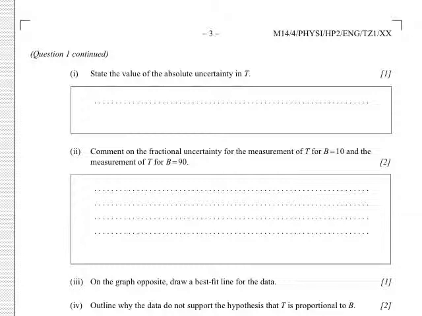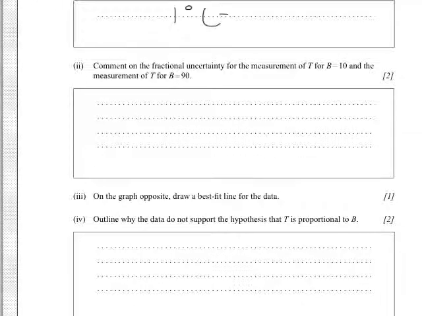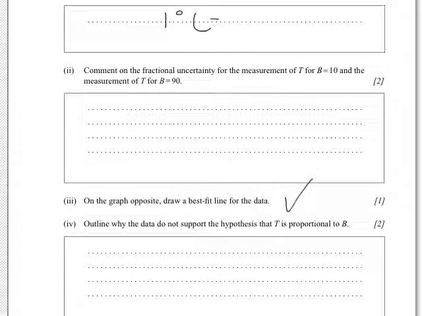It says state the value of the absolute uncertainty in T. So if we have a look, here we can see the question. The absolute uncertainty is 1 degree Celsius. And to comment on, and part 3, we drew the line of best fit already. So if we go back to part 2, comment on the fractional uncertainty for the measurement of T.